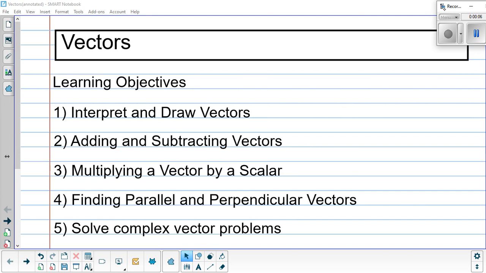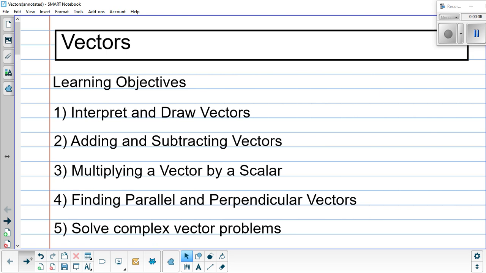Some of the things we're going to learn how to do are interpret and draw vectors, add and subtract vectors, and multiply a vector by a scalar. If you notice, there's no division, because multiplying a vector can have a fraction, and therefore it takes care of division. We can find parallel and perpendicular vectors, very handy when finding parallel and perpendicular equations of lines, and solve complex vector problems, where we could have or not have any column vectors and have to just represent it in terms of algebraic notation.